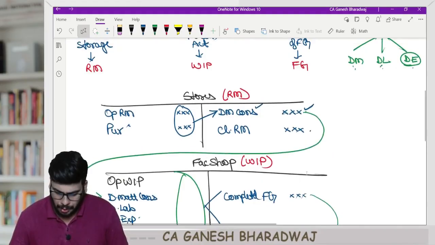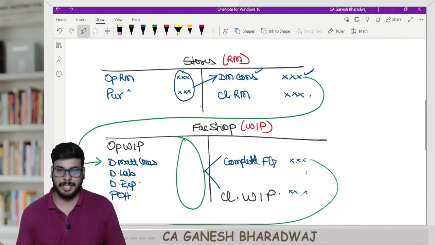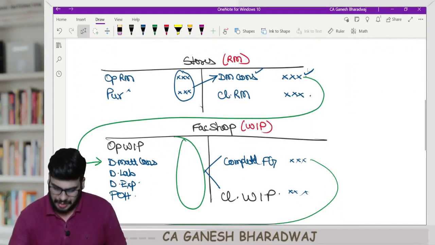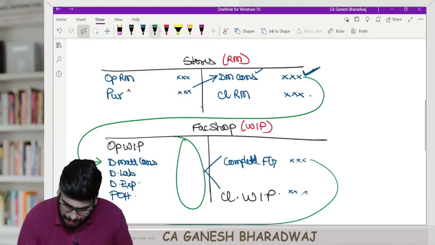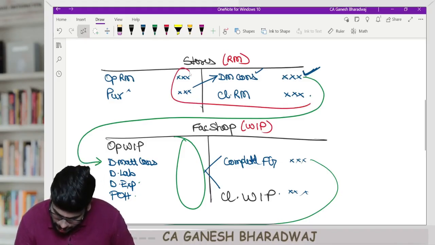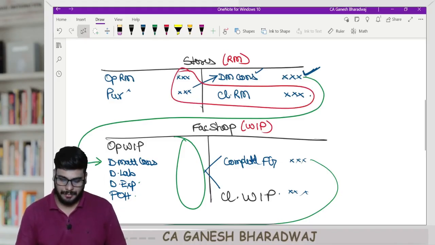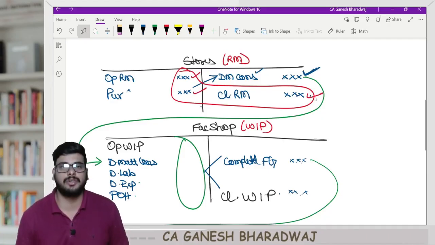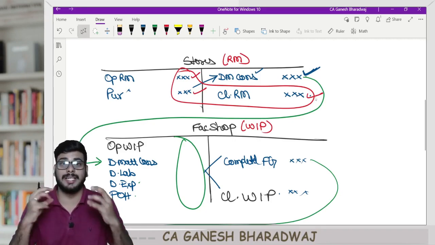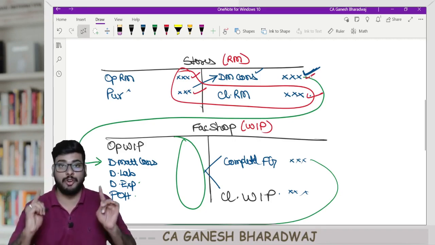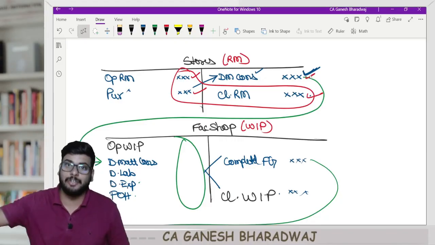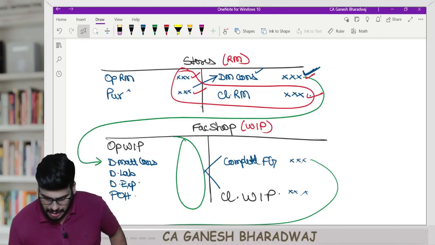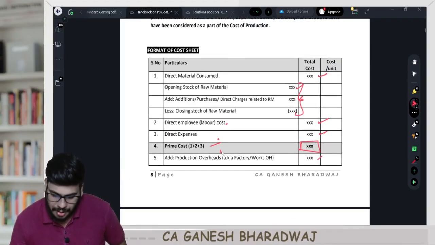So now to sum it up, in the stores area, first we need to arrive at direct material consumed, right? So how will you arrive at that figure? Very simple. You will take an adjustment of these three figures: opening stock of raw material plus purchases minus closing stock of raw material. If you do that, you will get the direct material consumed, because I'm only bothered about the amount of raw material cost that enters into my machines, that is my factory shop. Clear with this? This is the first segment of the format of cost sheet.